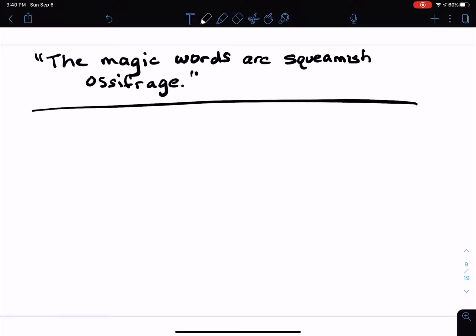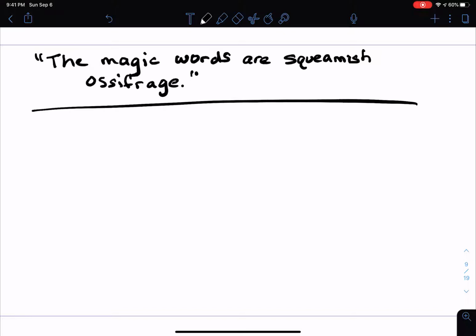Very strange statement, huh? But not something somebody's going to guess easily. Probably not going to guess the word squeamish or the word ossifrage easily, so I made sure it's kind of a weird message to begin with. Alright, anyways, let's take a look.